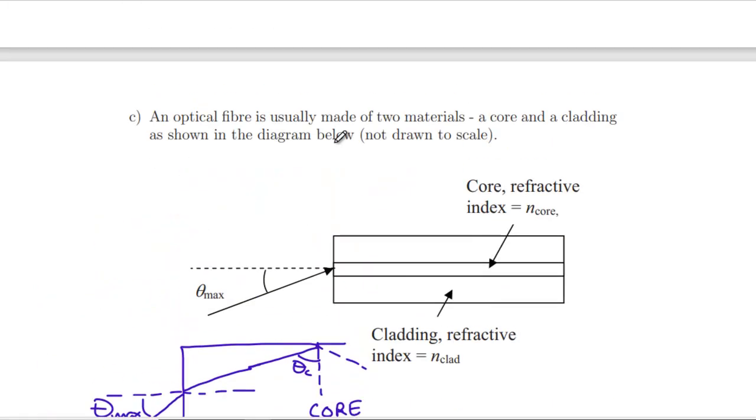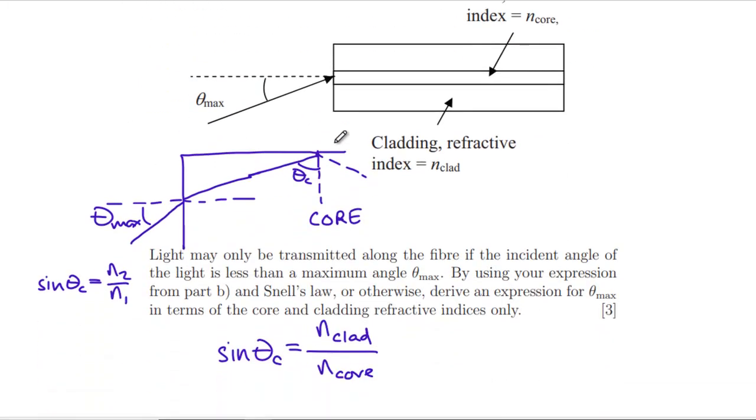Did I actually say anything about that? No, I didn't say. It's just assumed, isn't it? Yeah, we were talking about you have to be going from more dense to less dense if you're going to get that total internal reflection. So we know it's got to be that way around.